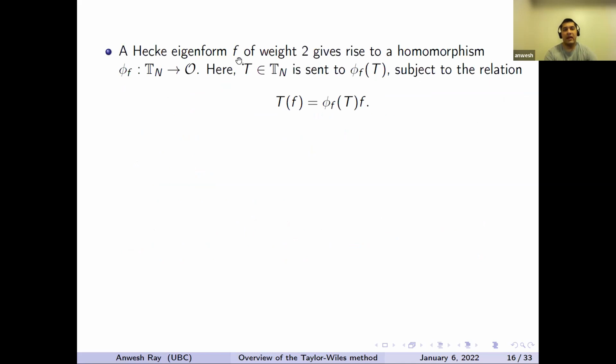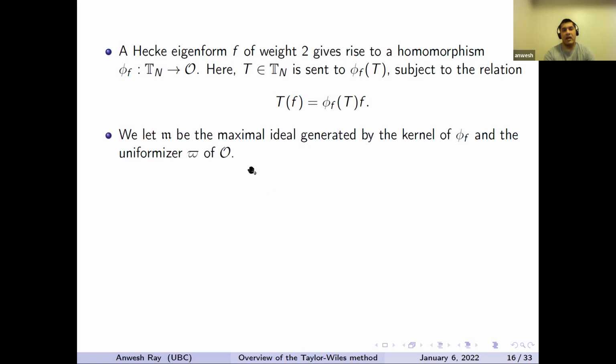So now suppose we have our Hecke eigenform f. The Hecke eigenform gives us a map from T sub n to O. What this map does is it takes our Hecke operator and sends it to the scalar associated to the Hecke operator. So phi of f of t is the scalar such that t acts on f by the scalar phi of f. This is the map associated to the modular form f. And then we take the maximal ideal generated by the kernel of phi of f and the uniformizer of O. Call that frak m.